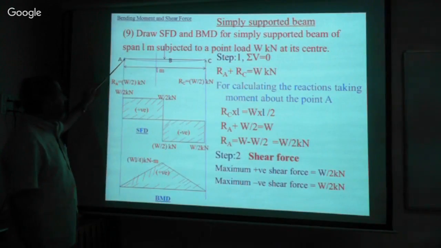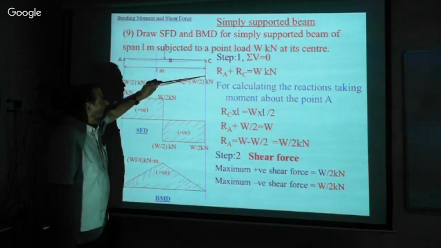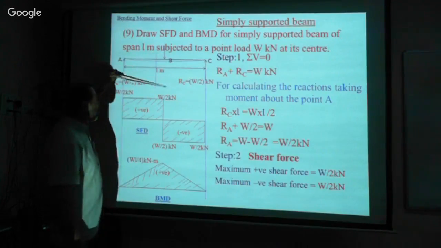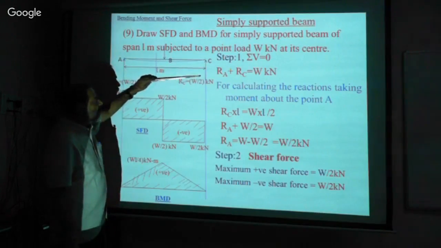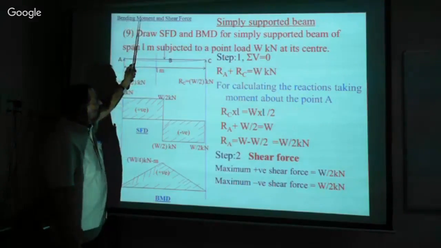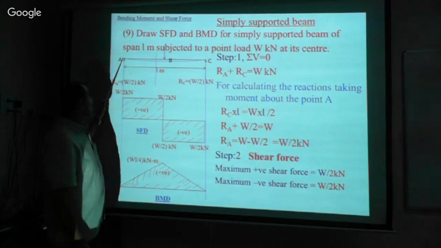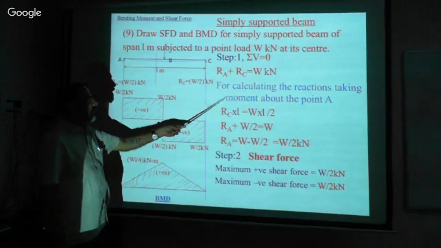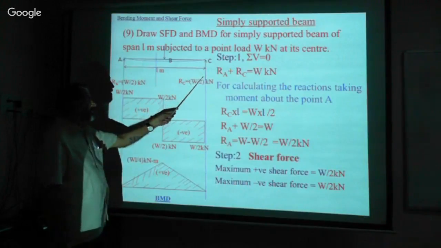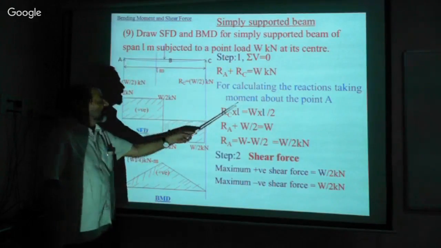When you consider sigma MA equal to 0, with respect to this point A, this reaction creates an anti-clockwise moment and this load creates a clockwise moment. Therefore, for the equilibrium condition, the sum of the anti-clockwise moments is equal to the sum of the clockwise moments. Taking moment about A, RC multiplied by L, where RC is the reaction and L is the perpendicular distance, is equal to W, the load, into the distance L by 2.